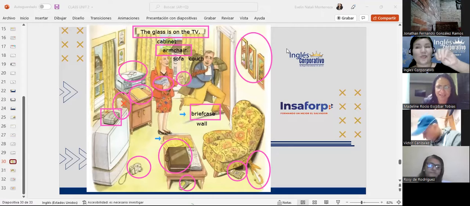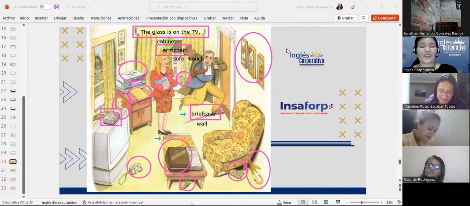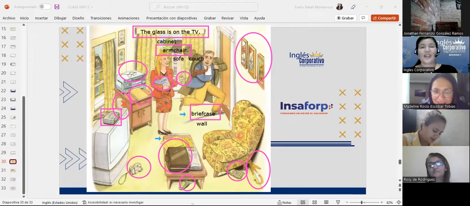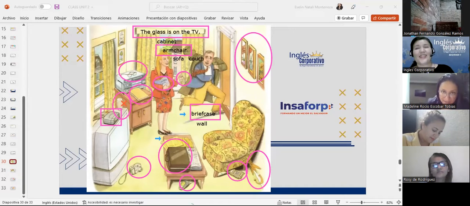In. Porque lo tiene en su mano. In her hand. Ahí se lo voy a poner. In her hand. The keys are in her hand. Teacher, el mío estaba bien. Ok, veámoslo, Rosy de Rodríguez. Al principio, no sé si estaba bien. Veamos, veamos, veamos.